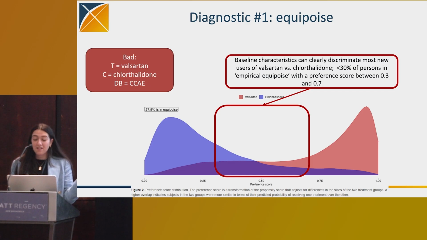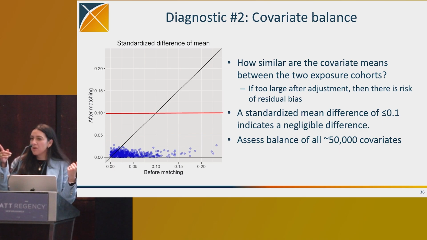So this was our first diagnostic. Our second diagnostic, I think, gets to a question that was being asked earlier about covariate balance. The propensity score collapses all the covariates, and so now we actually do care a lot about the individual covariates and making sure those are balanced. So in this diagnostic, we compare the standardized mean difference of each covariate value between the two cohorts.